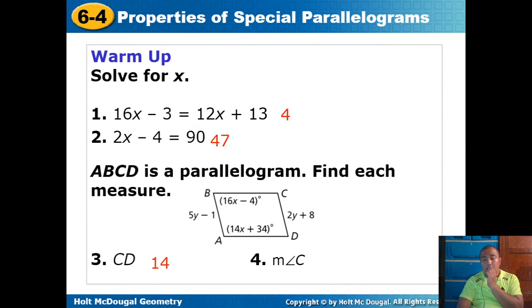So 14 times 5 is 70. 70 plus 34 is 104. I'm sorry, yes, 140 degrees. 70 plus 34 is 104 degrees.